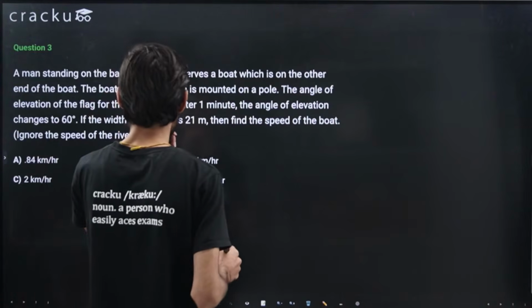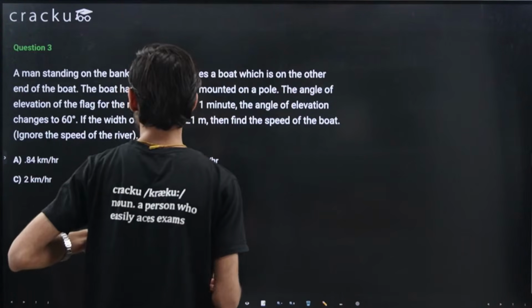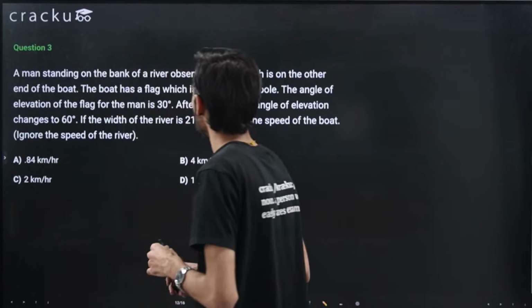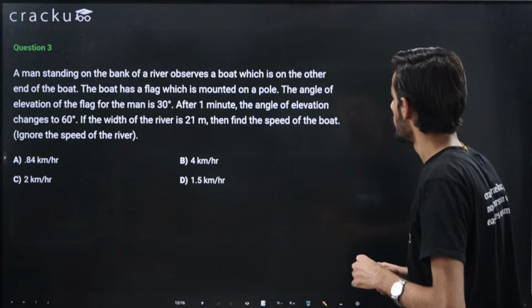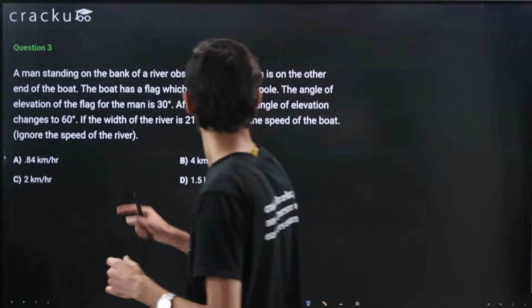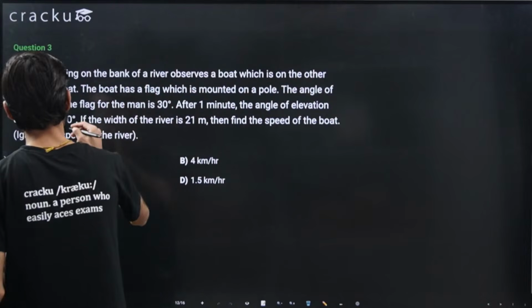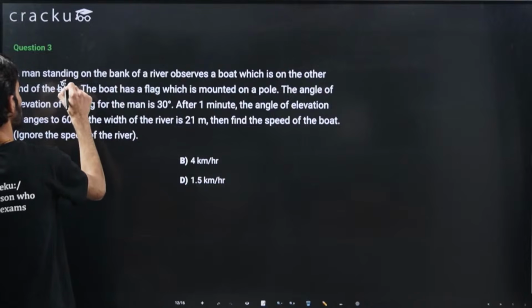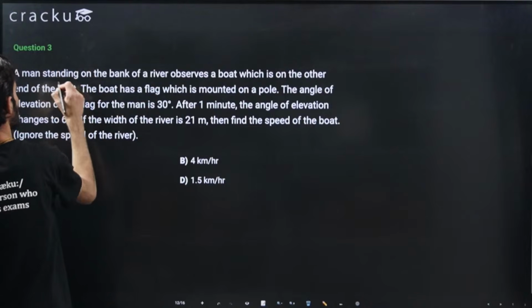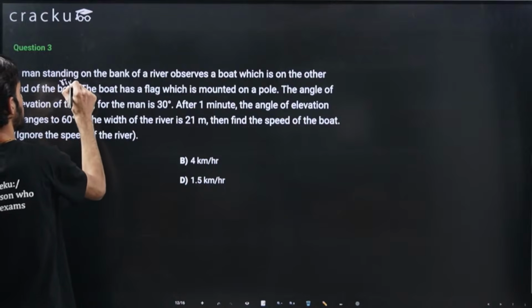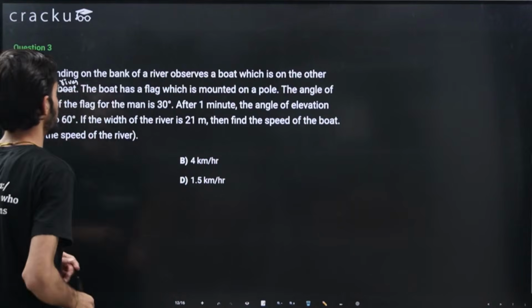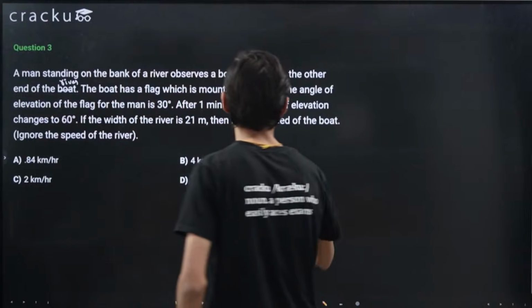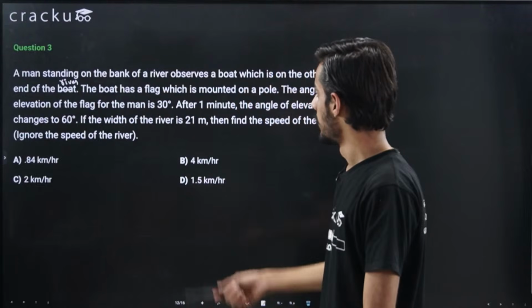Okay, we first need to draw the figure, right? A man is standing on the bank of a river and observes a boat which is on the other end of the river. Sorry for this typing error. And this is the river, of course. So he observes a boat which is on the other side of the river.